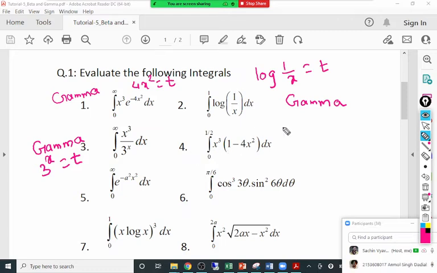It is a beta, good. This is the first question on a beta, and you will observe that only algebraic terms are present, in the form of x raised to n into 1 minus x. So that is a beta, and you always have to look at the bracket for the substitution. What should be the substitution here? 4x square equal to t, correct. So the fourth question can be done with a beta: we can convert it to the standard form of a beta by the substitution 4x square equal to t.